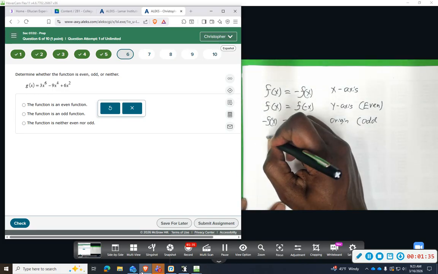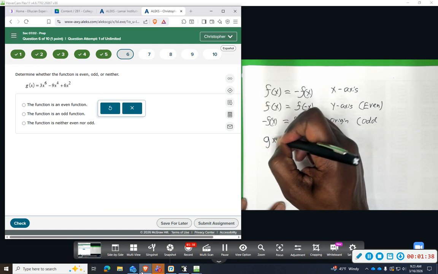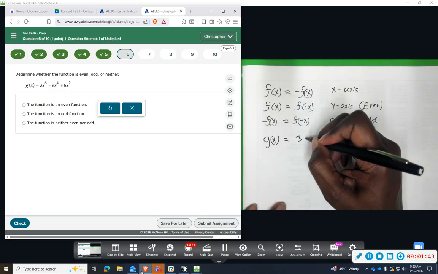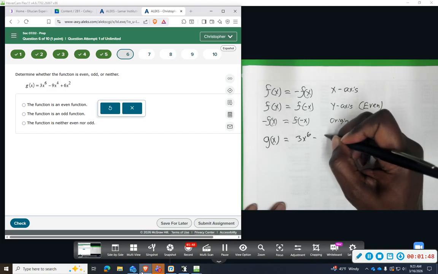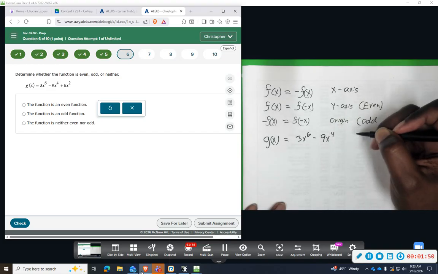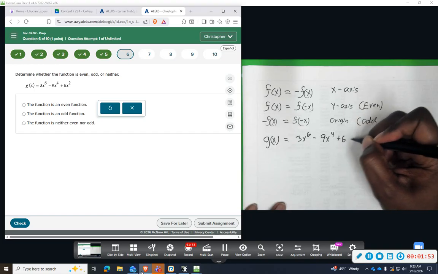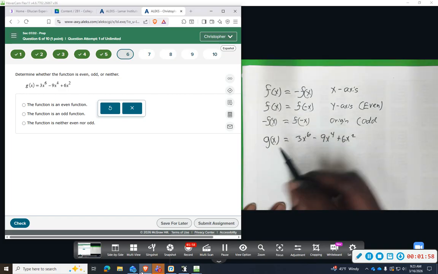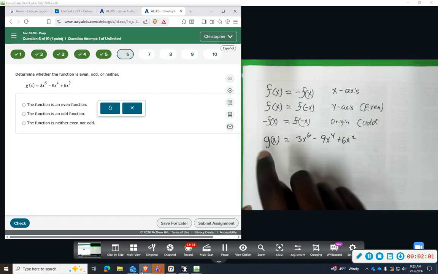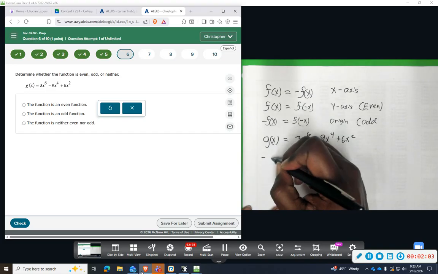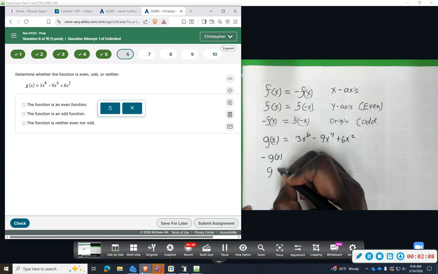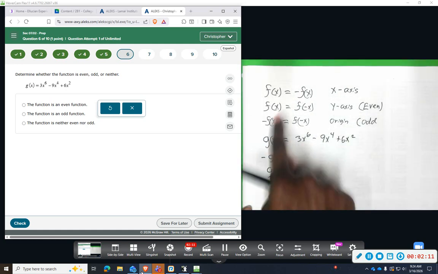So our original function, g of x in this case, is equal to 3x to the 6th minus 9x to the 4th plus 6x squared. We are going to compute negative g of x, and we're going to compute g of negative x, and then we're going to make these comparisons.